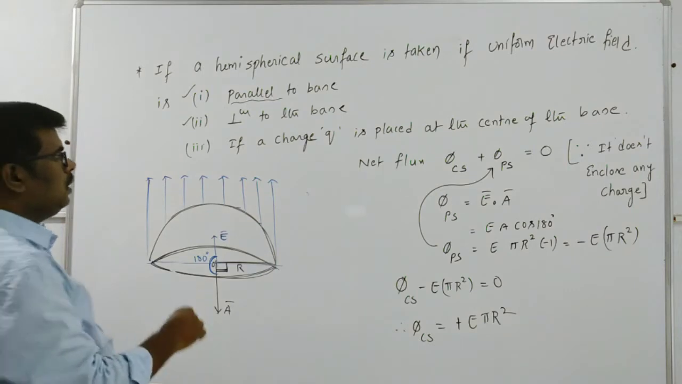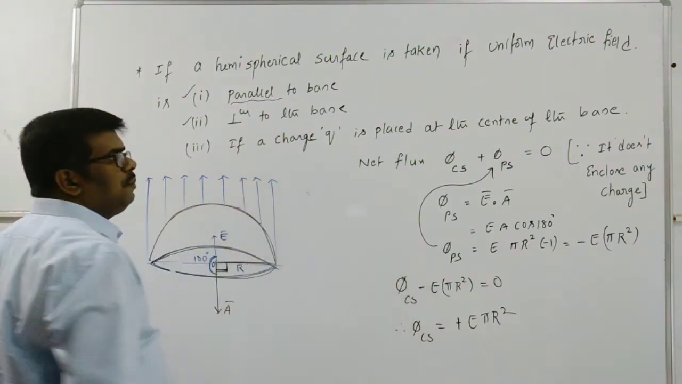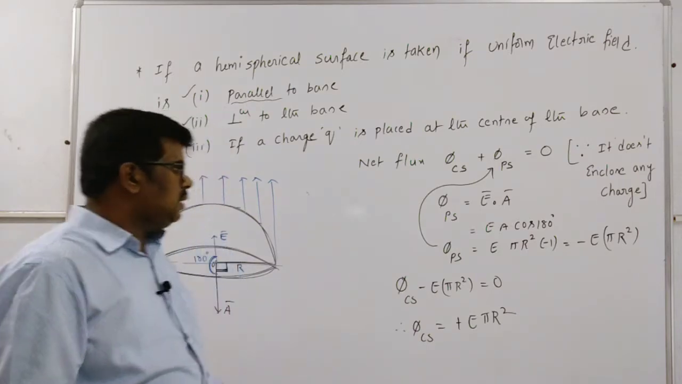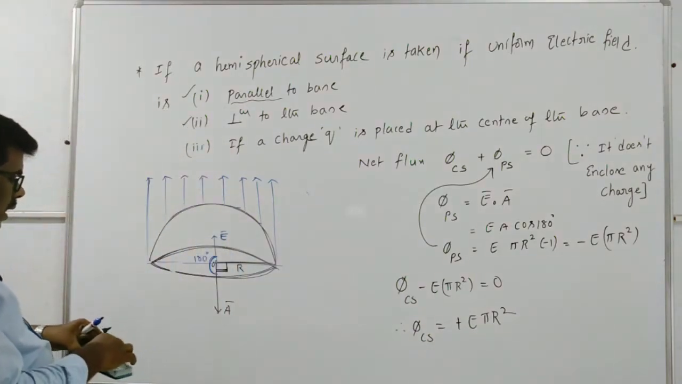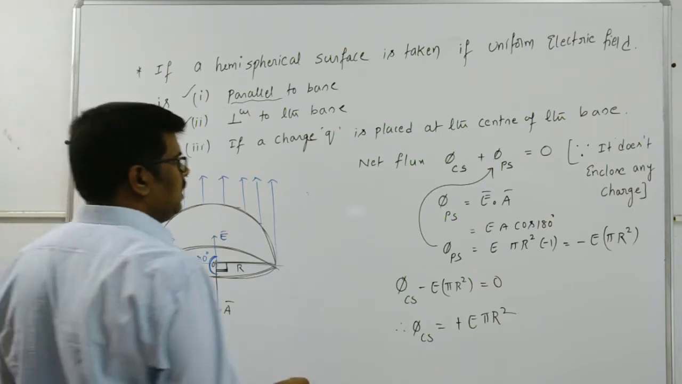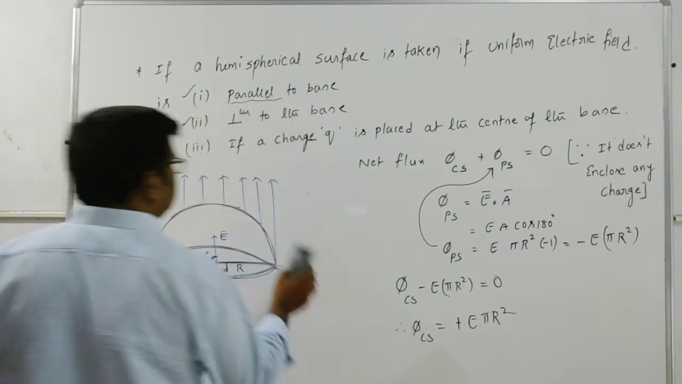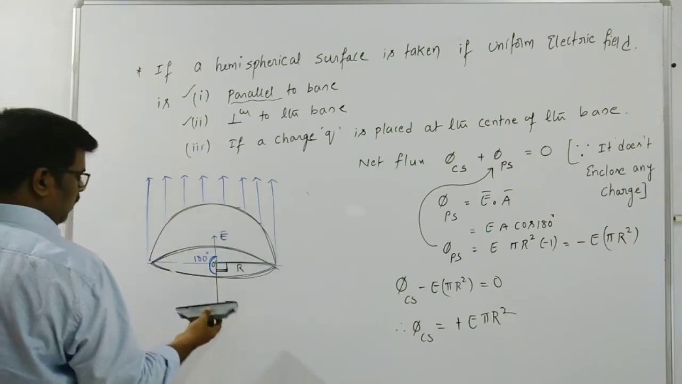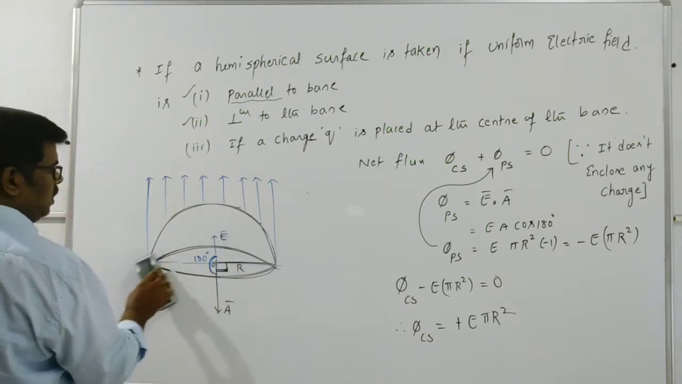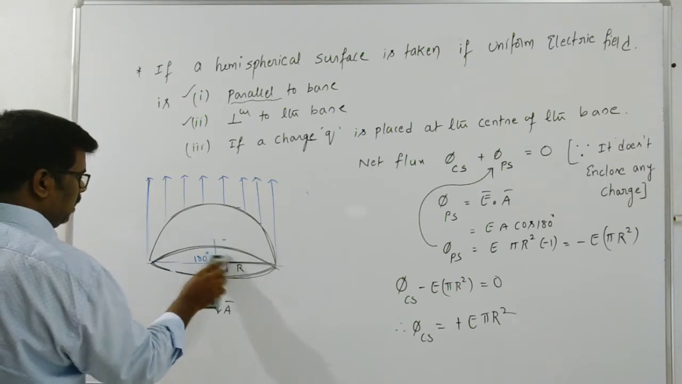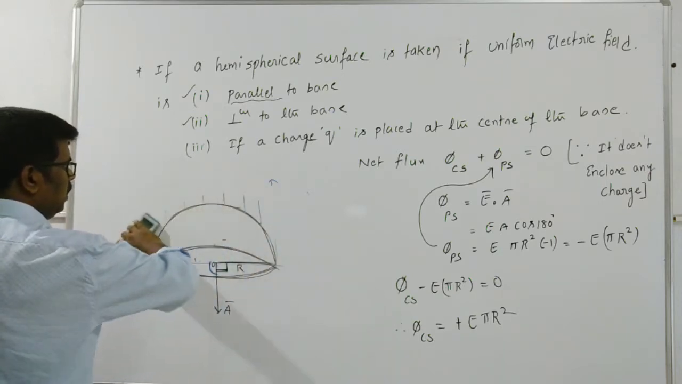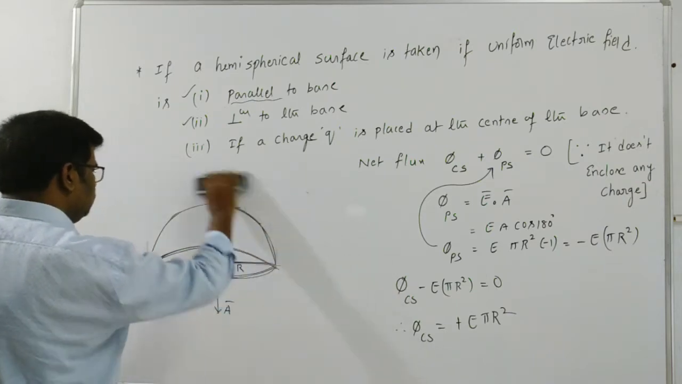Now if you come to the third one, if a charge Q is placed at the center of the base, if the charge Q is located at the center of the base, we can discuss the electric field. What is the total flux through it? We can discuss it. Just now I am taking that. Here the third case we are going to discuss now.